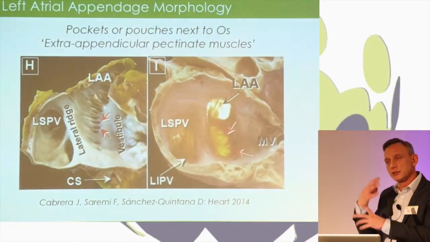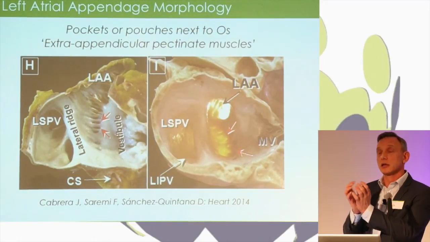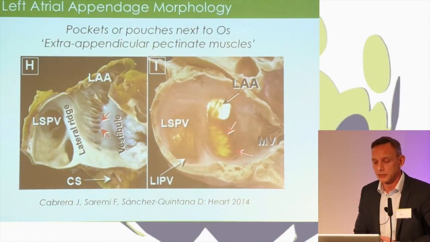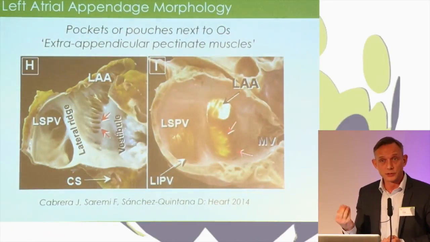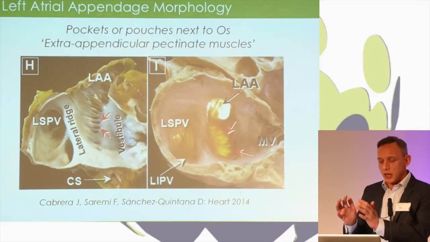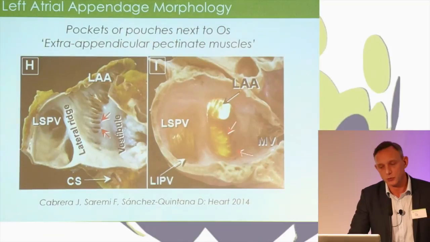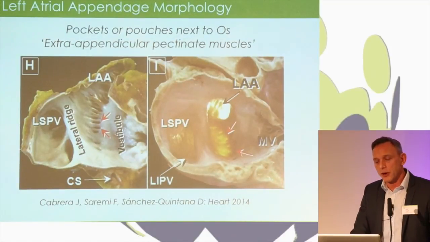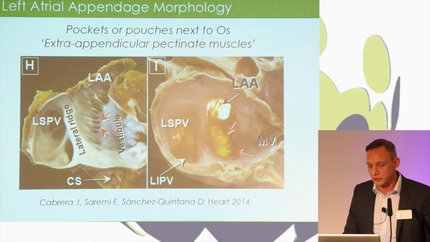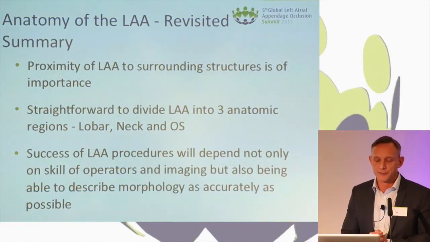If you look at them and if you transilluminate them, they're exactly the same as the lobes of the appendage itself, the lobar region of the appendage. So they are thin-walled. There are pectinate muscles there, but most of this region extending into what's being termed the vestibule is thin-walled. So another important thing really to note, I think, on the imaging prior to implantation.